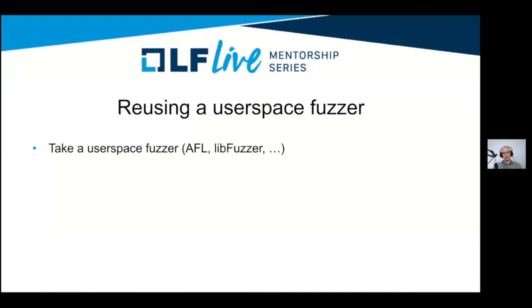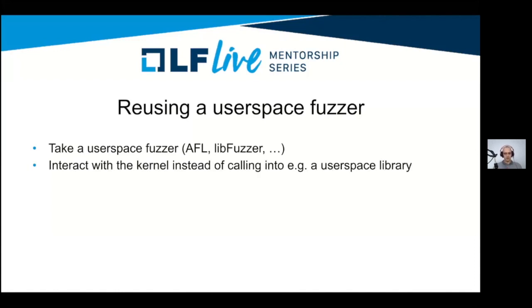And there are also many other user space fuzzers that you can use. So first of all, instead of calling a function of a user space library, which is what you normally do when fuzzing user space apps, you interact with the kernel. For example, you call a particular syscall or a sequence of syscalls. And the other thing you will need to do is plug kernel coverage into the fuzzer. All of the user space fuzzers rely on a certain type of coverage, but the kernel one is completely different.